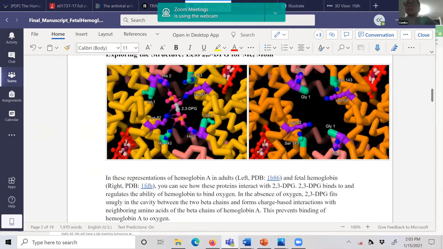In the absence of oxygen, 2,3 DPG fits snugly in the cavity between the beta chains and forms charge-based interactions with neighboring amino acids of the beta chains of hemoglobin A. This prevents binding of hemoglobin A to oxygen.